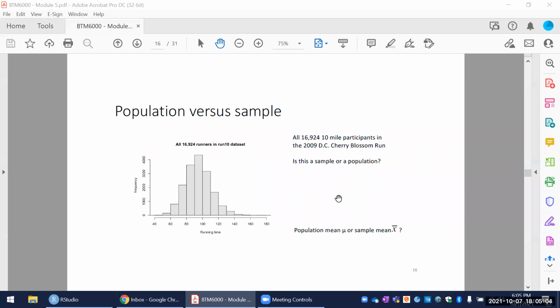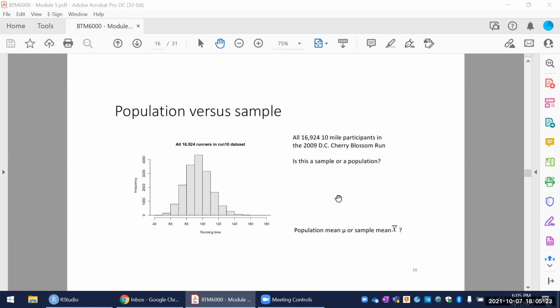So then let's move to the next topic. We will also be talking about population versus sample. This is super important because it essentially will be the basis for hypothesis testing, which we will do quite extensively for the second half of the semester.